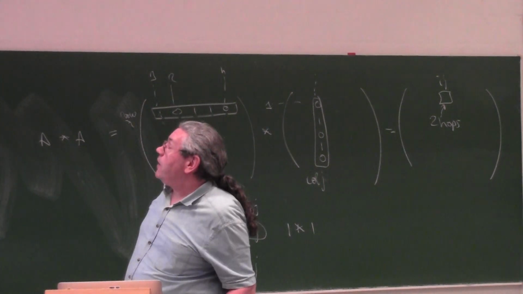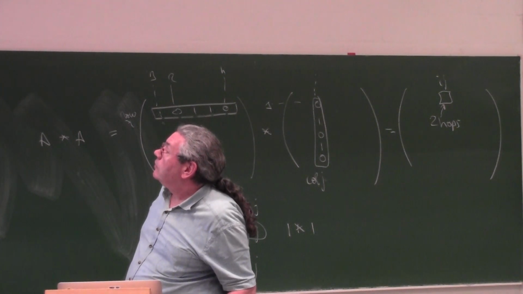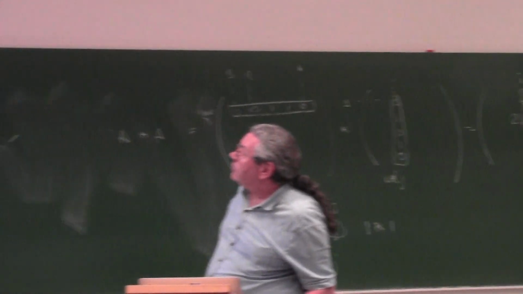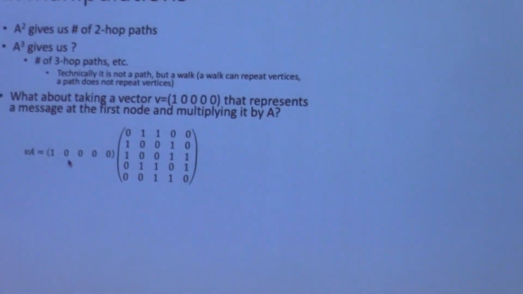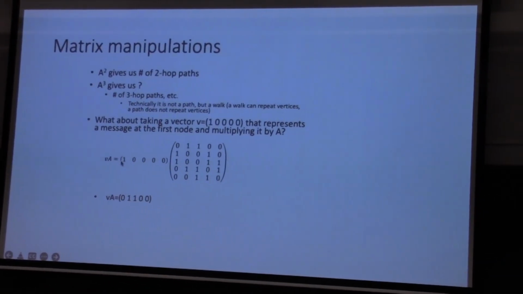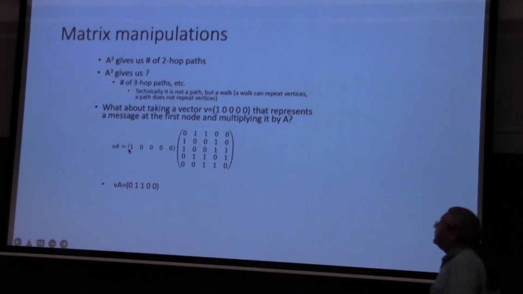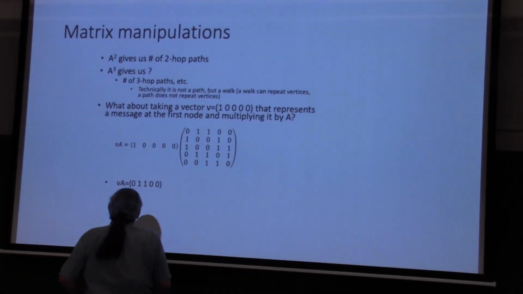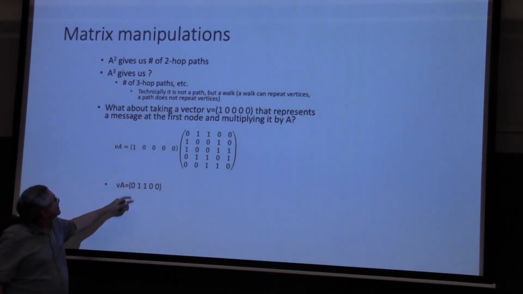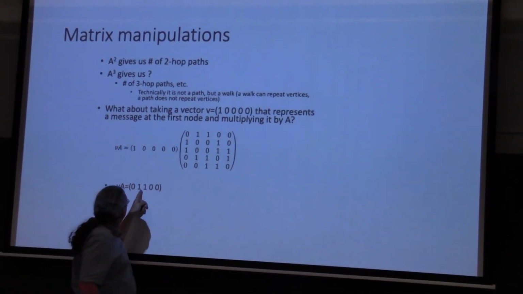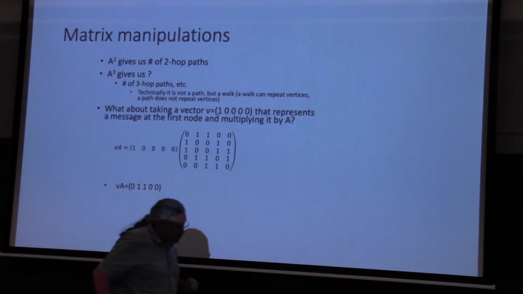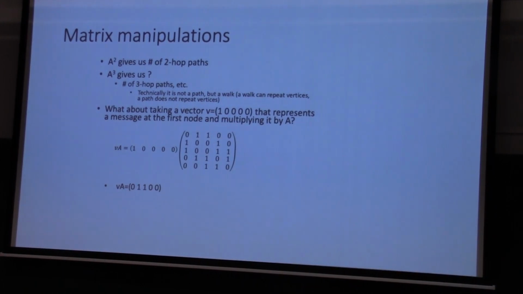So what if you take the vector now, 1, 0, 0, 0, 0, and you multiply by A? Well, it's like you start from there. Okay? You're starting from 1, 0, 0, 0, 0. So the number of walks, the one where you start from is 1, 0, 0, 0, 0, is given by that.